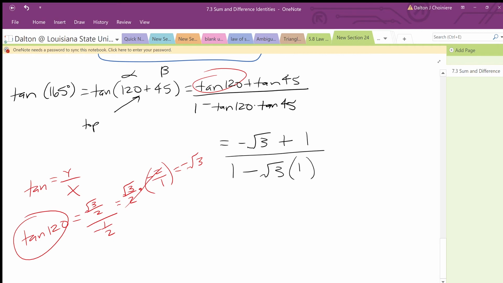So now I just have to simplify this. Let me rearrange things. In my numerator, I'm just going to write 1 minus the square root of 3. And in my denominator, I'm sorry, hold on. This is going to be, in my denominator, 1 minus the tangent of 120, which was negative square root of 3. So I'm actually going to have a double negative in the denominator, which will make this 1 plus the square root of 3, right? Because that tangent was negative and the formula is to subtract. So 1 minus the negative will be positive.